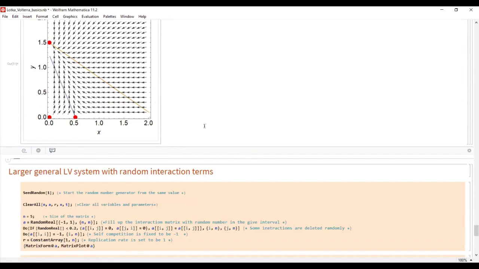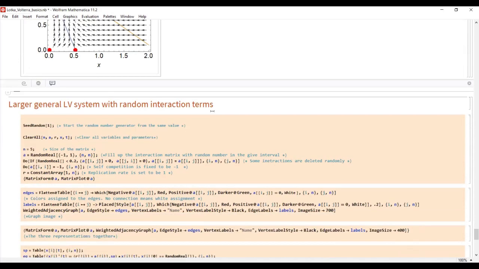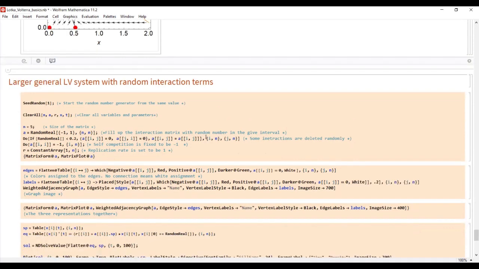Okay, as the last part of this very short demonstration, I would like to show how you can use Mathematica if you, for example, consider a larger general LV system, and how you can give it random interaction terms and so on. For simplicity, I set the random seed to the same number. You know that you can start the random numbers from the same value, so you can check the result much more easily if it is set.